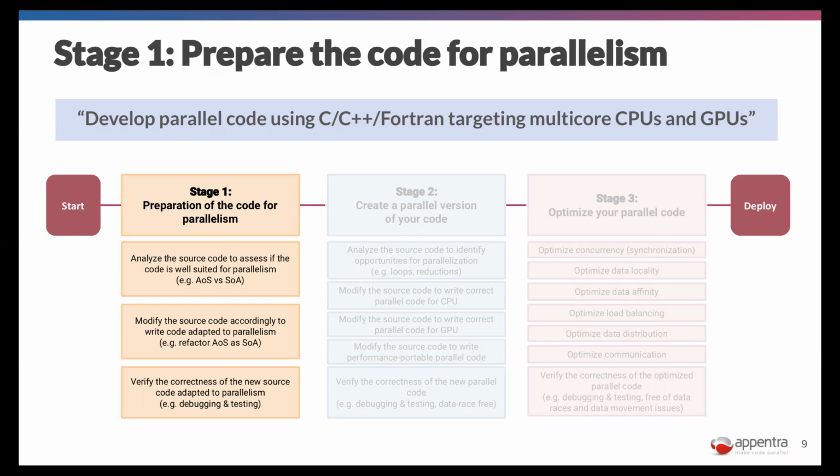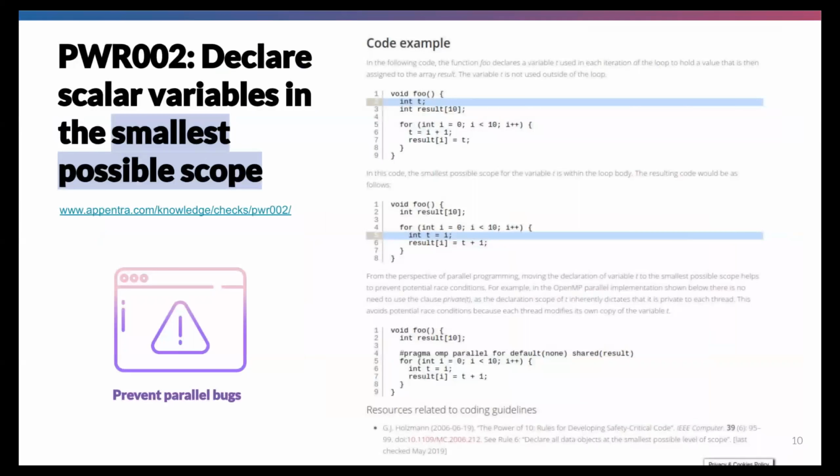Let's begin with stage number 1, preparation of code for parallelism. And let me bring to your attention one very typical example. One of the major problems of coding for OpenMP or OpenACC or directive-based standards is handling the data scoping properly: when a variable needs to be privatized, needs to be shared, needs to be reduced, when we need additional synchronization to guarantee correctness. So here you have an example, PWR002, declare scalar variables in the smallest possible scope.